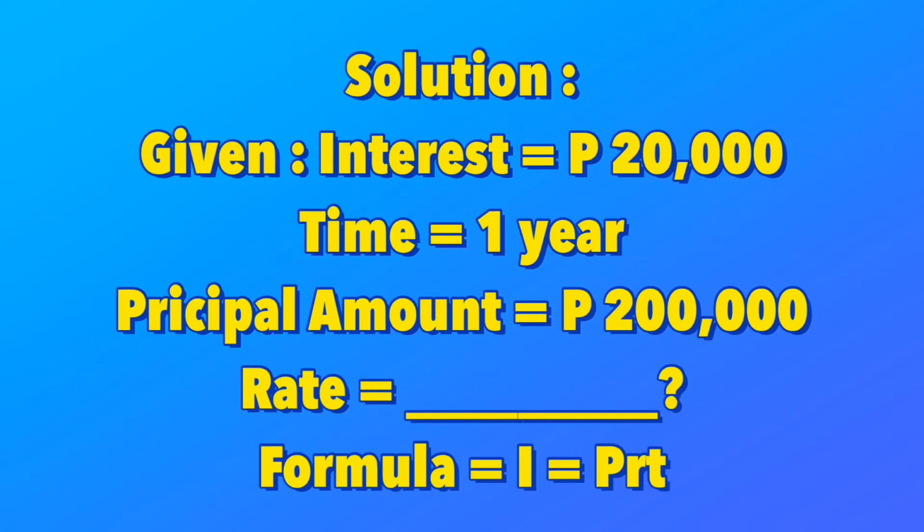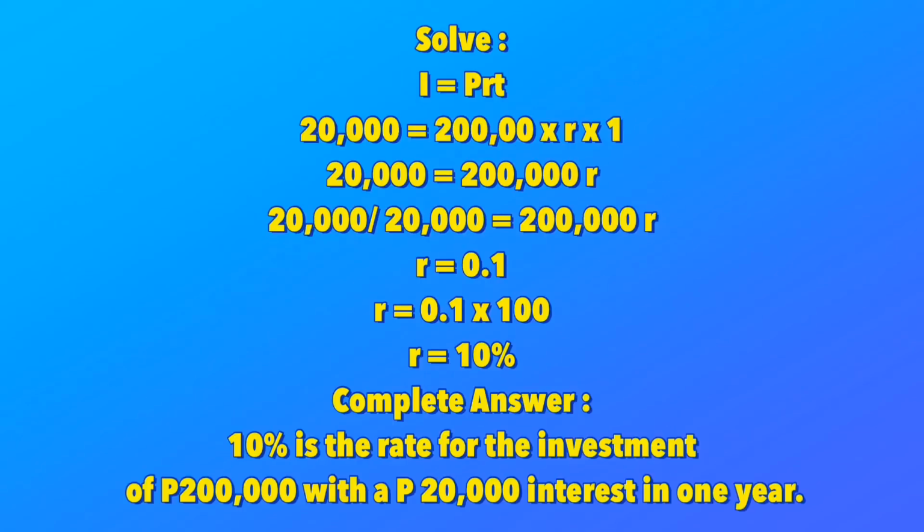Okay, we have to solve now. We will use the formula I equals PRT. So we have to substitute. The interest given is 20,000 and the P is 200,000 and R is not given and the time is 1 year. So we have to multiply 200,000 times R times 1. So that's why we have 200,000 R, and at the left side of the equation just bring down 20,000.